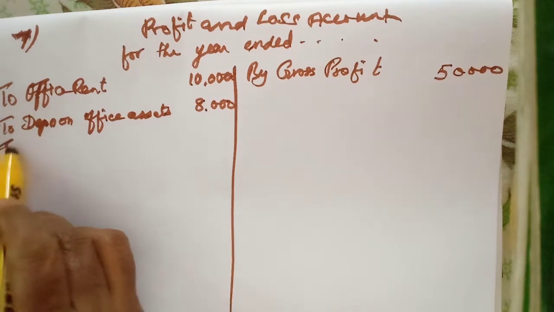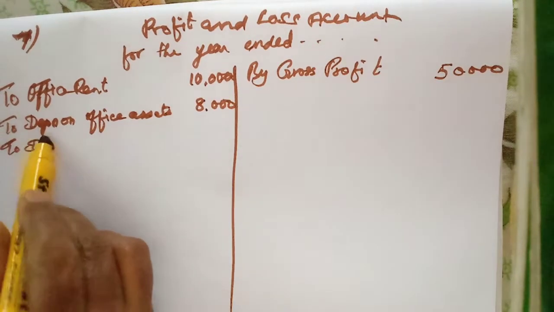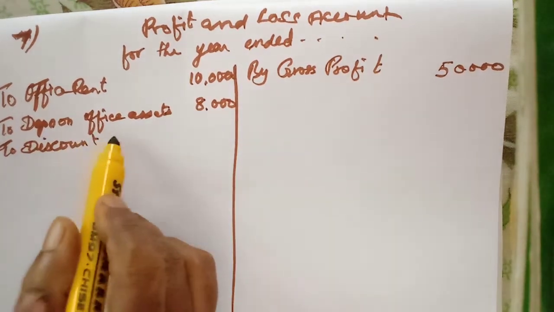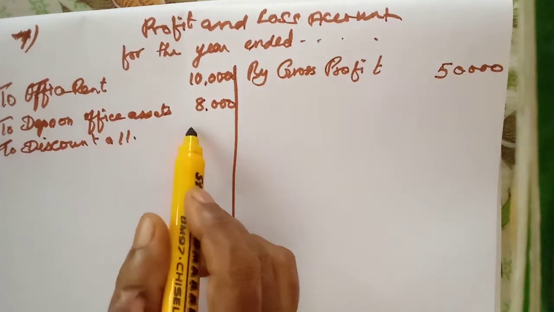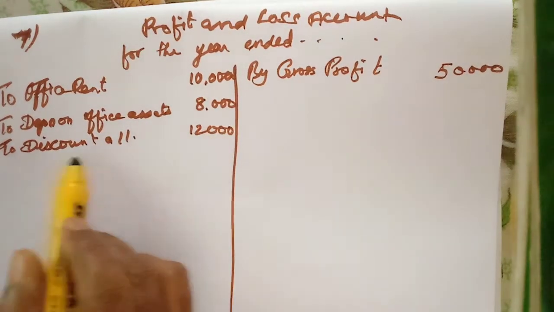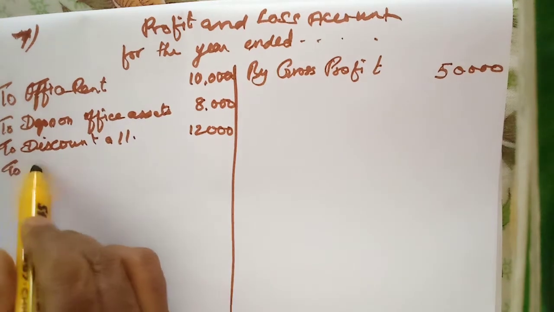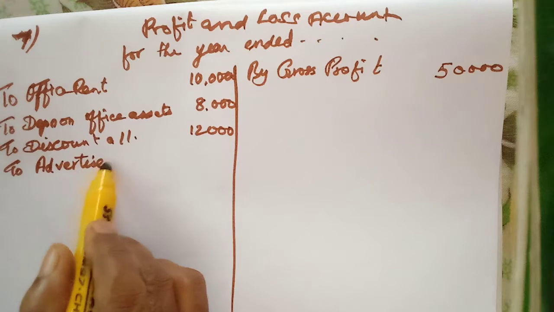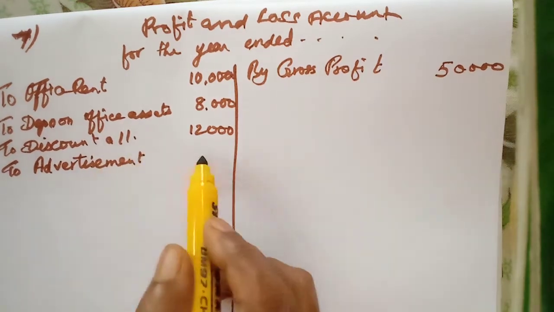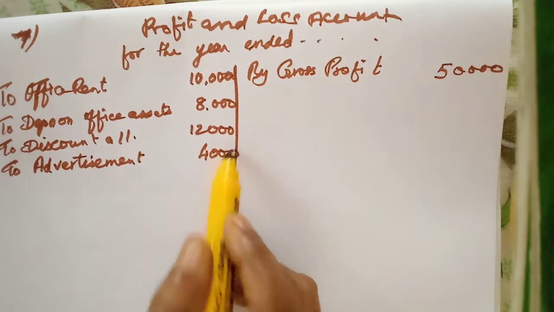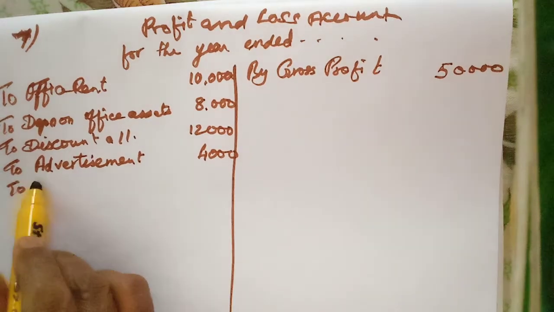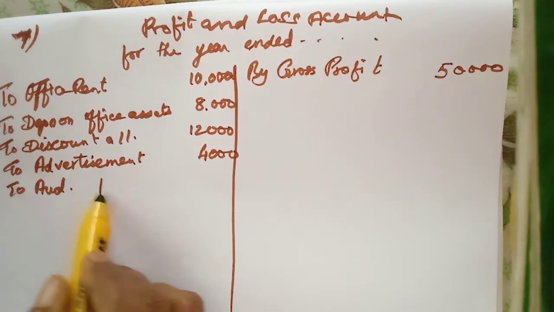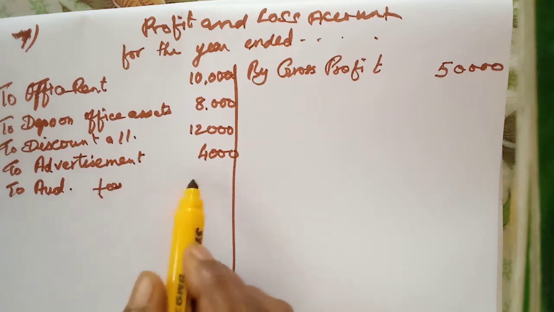Discount allowed, it is also a loss. Discount allowed 12,000. Advertisement, along with every expense you have to write 'to', so to advertisement 4,000. Audit fees 1,000.